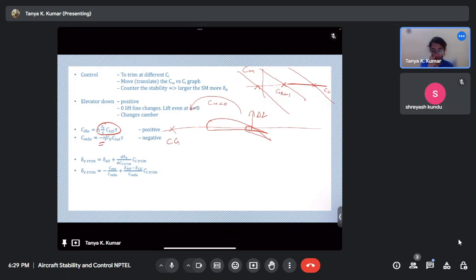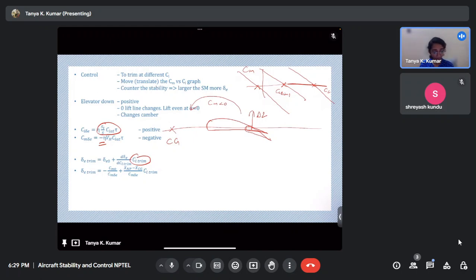Alright? Then delta E trim is the amount of elevator deflection needed to trim at a given CL trim. So when that CL trim is given to you, you plug it into this formula and then you know how much you should deflect your elevator.